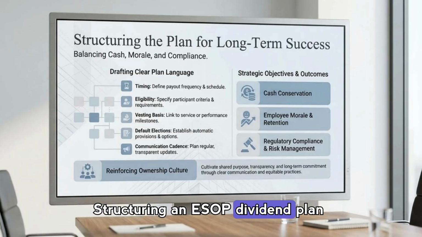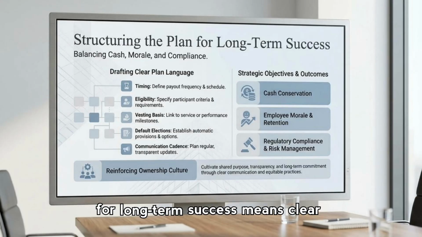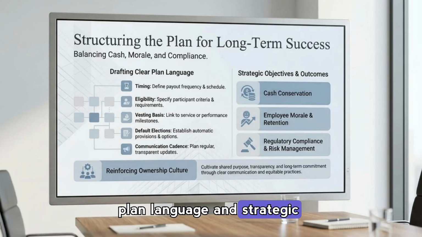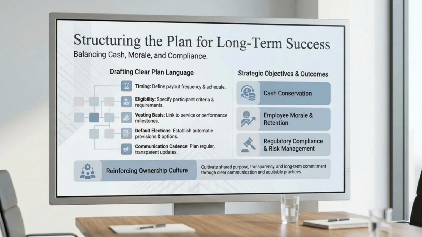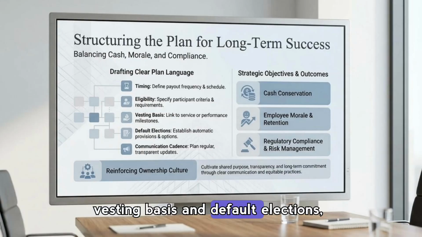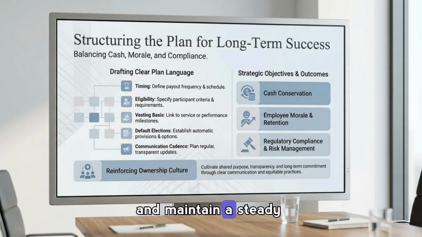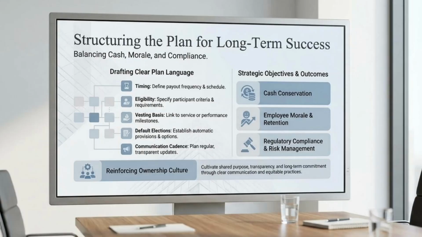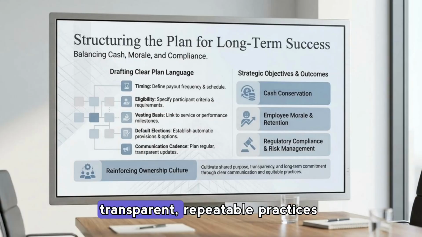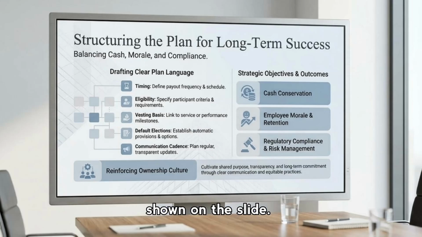Structuring an ESOP dividend plan for long-term success means clear plan language and strategic objectives. Define timing, eligibility, vesting basis, and default elections, and maintain a steady communication cadence. Those drafting choices support cash conservation, employee morale and retention, and regulatory compliance, while reinforcing an ownership culture through transparent, repeatable practices shown on the slide.